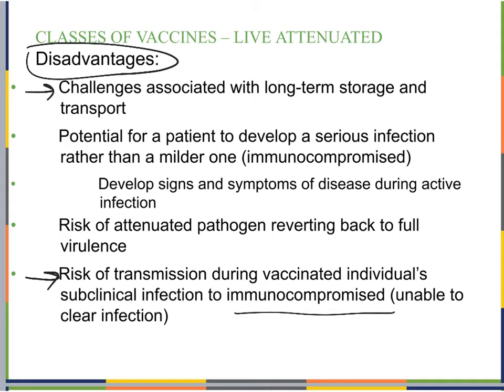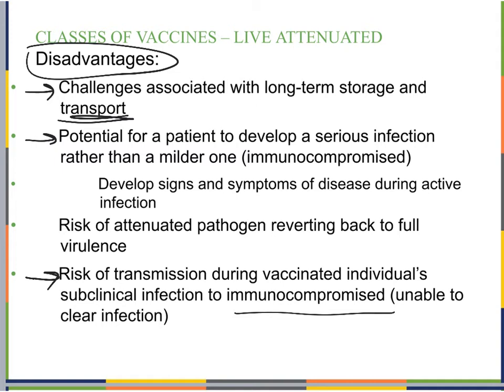Some other disadvantages is that there are challenges that are associated with long-term storage and transport because they are live pathogens. So if they are live pathogens, it makes it really difficult to have them in storage for a really long term because as they are live pathogens, they need nutrition, they need to get rid of wastes, and then they start to die off. So it's difficult to keep these live attenuated vaccines in long-term storage, and that's important for transport. So if we're trying to get vaccines to other countries, that can be an issue.